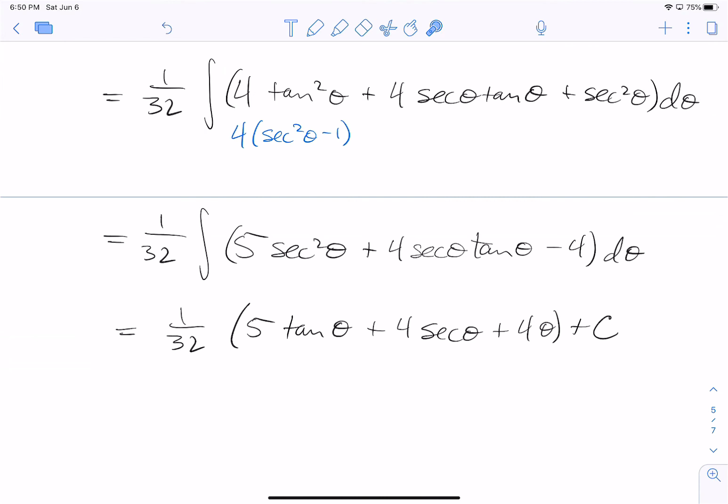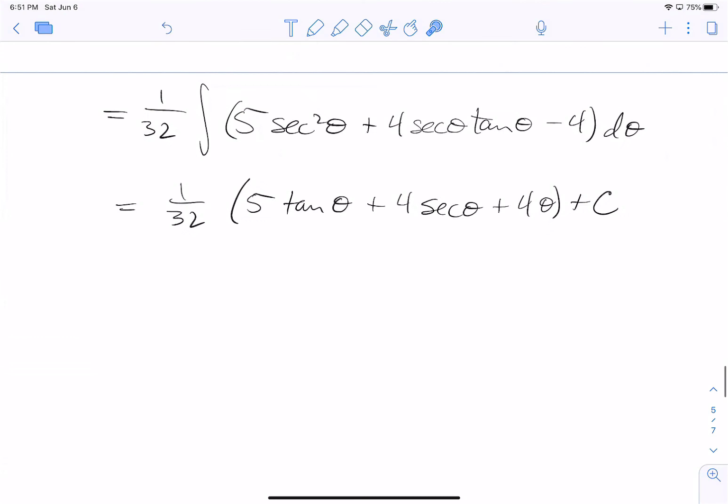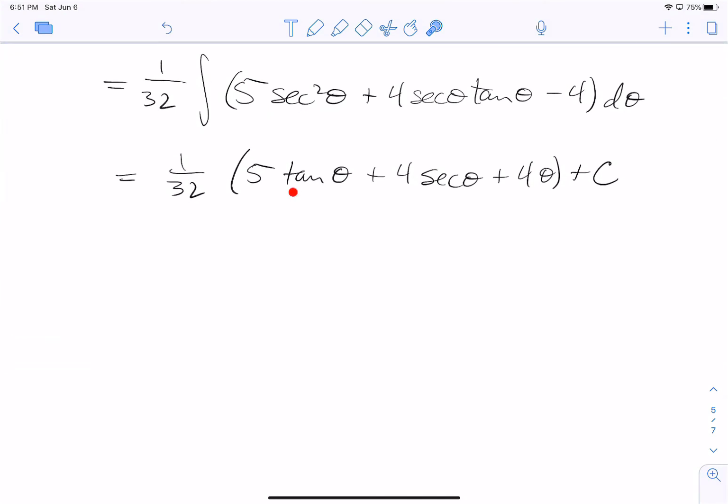The rest of the integral, total we have 1 over 32 times the integral of 5 times secant squared theta plus 4 times secant theta times tangent theta, and then having distributed the 4 with the Pythagorean replacement for tangent squared theta, we get minus 4, all of that d theta. Integrating the secant squared gives us the tangent. Integrating the secant tangent gives us the secant. So we have 1 over 32 times the quantity 5 tangent theta plus 4 secant theta plus 4 theta, plus c.